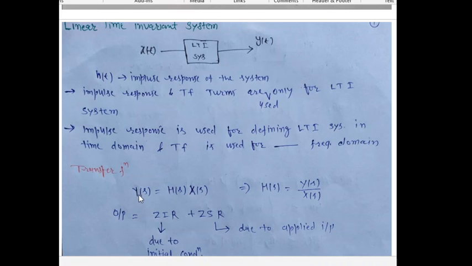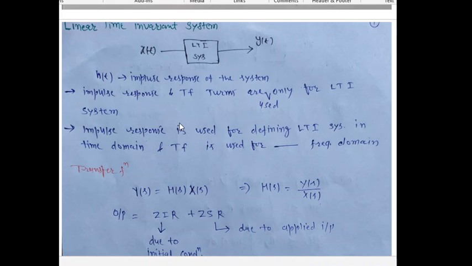H(s) is the transfer function in the s domain, and the impulse response in the s domain gives Y(s) equals H(s) X(s). So it is output over input. Now we get output under two conditions. With initial conditions that are not zero, we get one response, and the other we get is the zero state response. The first is the zero input response.